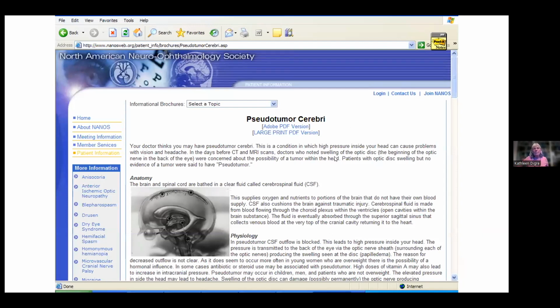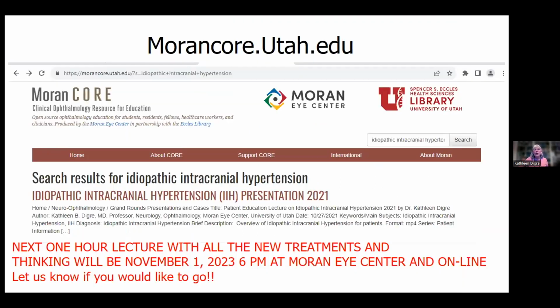This is the patient information sheet that you can download for free and make a copy of and read further about the condition. And on the Moran CORE website, morancore.utah.edu, which is a partnership between the Moran Eye Center and the University of Utah Eccles Library, we built a resource for education. Once a year, I do a presentation on idiopathic intracranial hypertension, and the last one I did was in 2021.